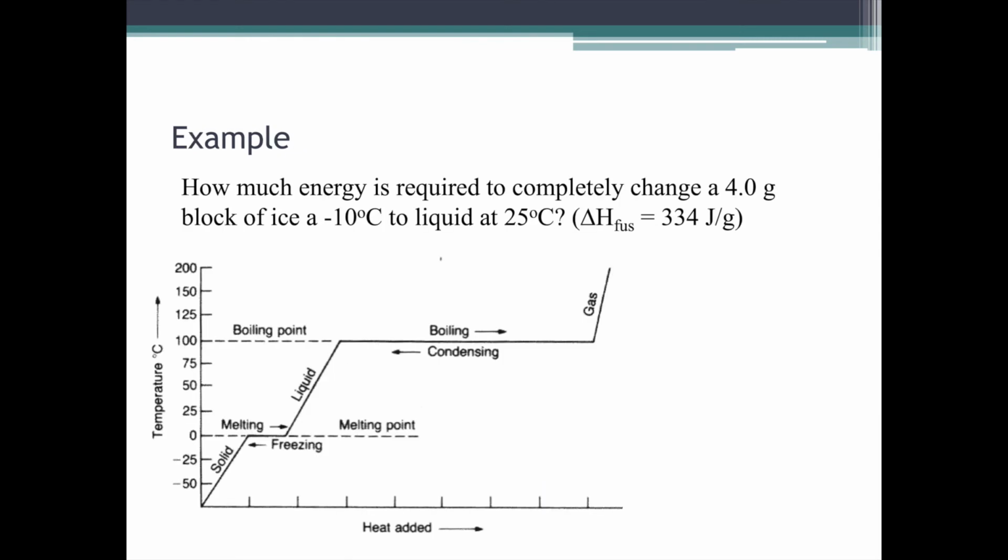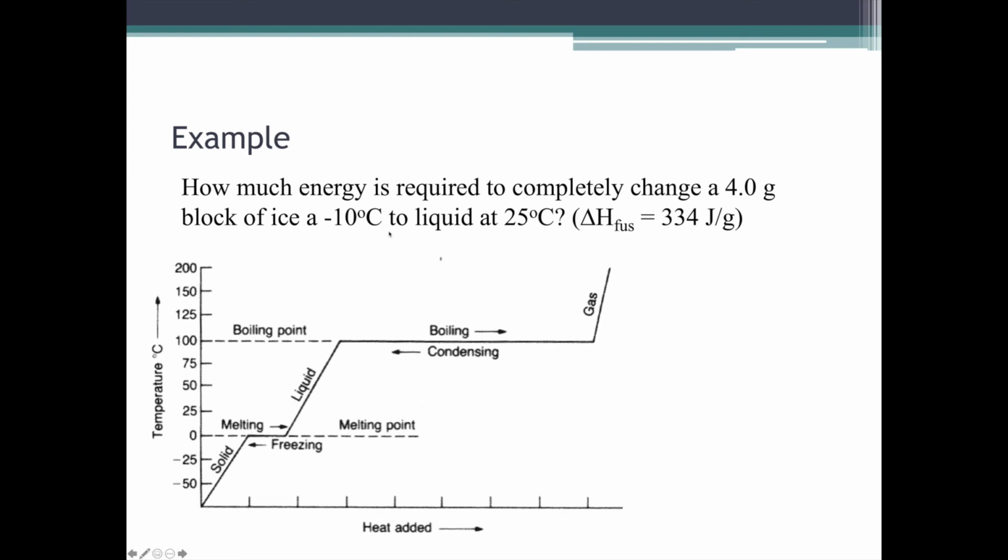So let's look at an example of what this would look like. How much energy is required to completely change a 4-gram block of ice at negative 10 degrees Celsius to liquid at 25 degrees Celsius? And it gives me the molar heat of fusion in joules per gram. So on my heating curve, I need to think about where am I starting, where am I ending, and what line segments do I need to calculate.